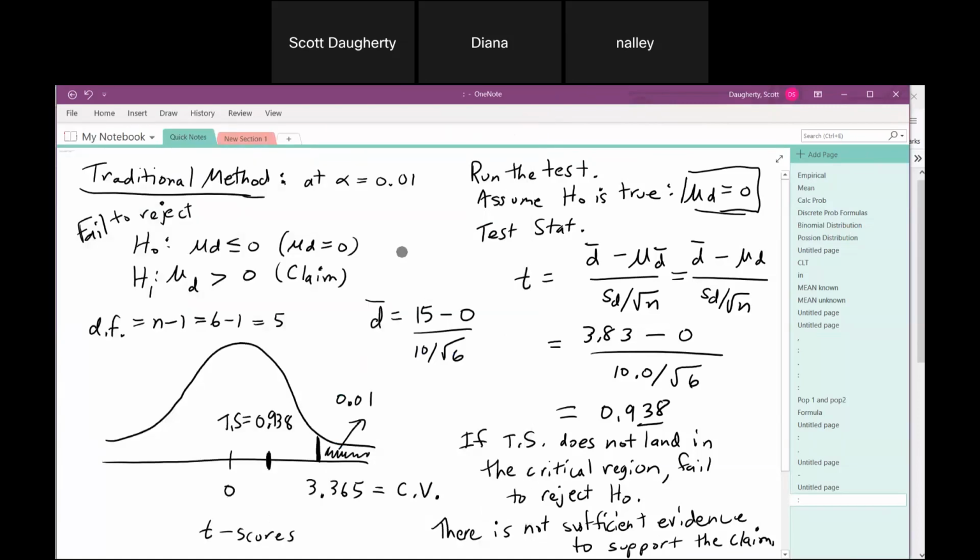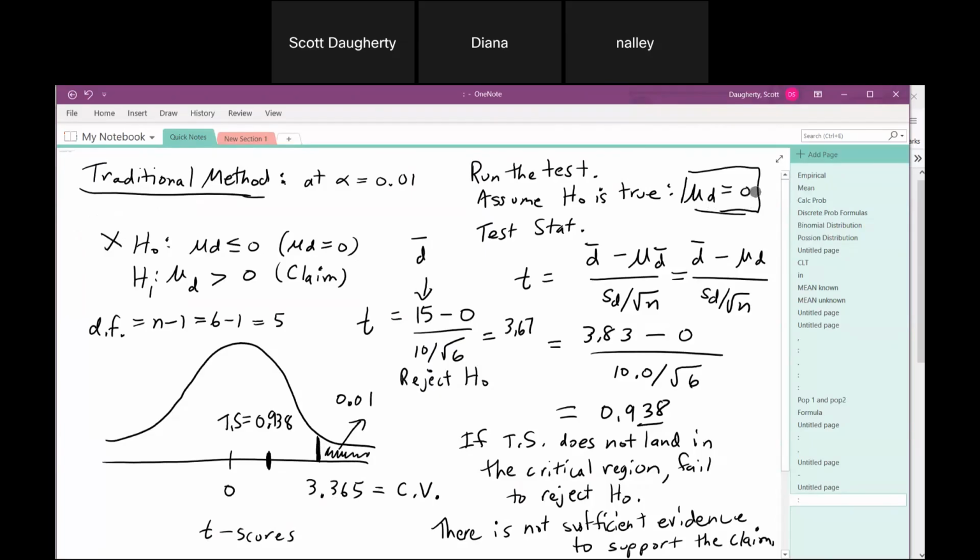So if D bar had been 15, I'm sorry, this is a T, this is D bar, instead of 3.83, which is what we got. But if, let's say, D bar had been 15, the average difference from the sample, then that would have converted into 3.67 standard deviations. That's how far away 15 is from 0. That is past our boundary. Then you would reject the null because you landed in the critical region. The test statistic would have. Then you're saying, I don't believe it. I don't believe mu sub d is 0.